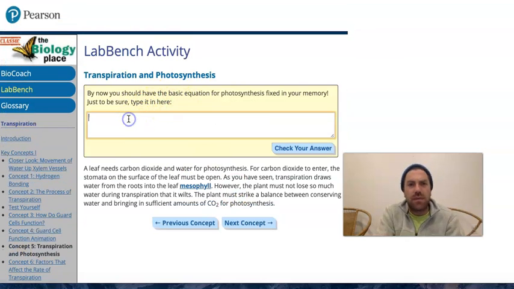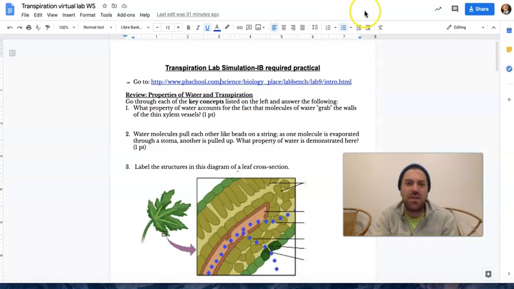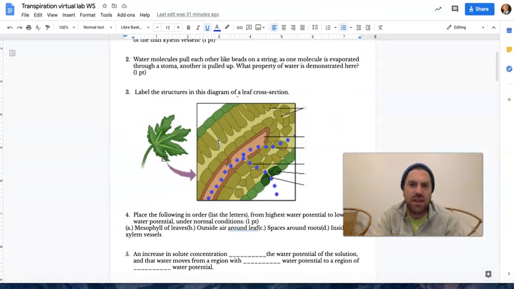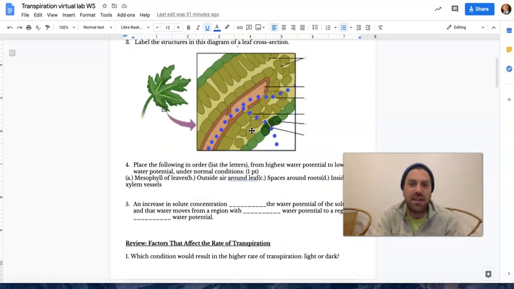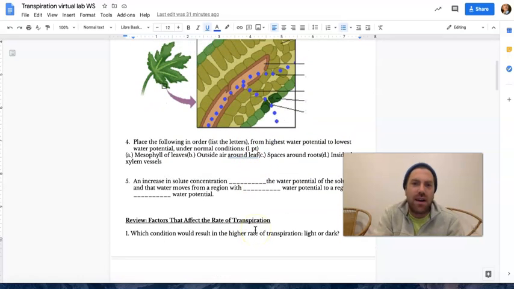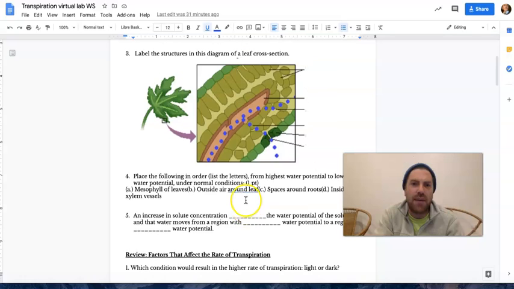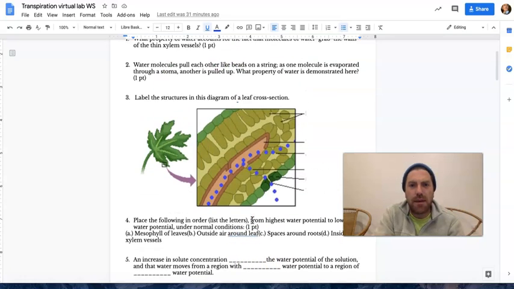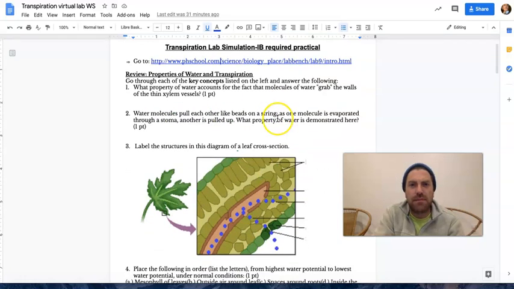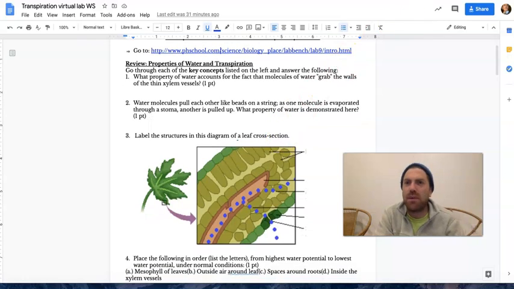So photosynthesis, I don't think this is one of your questions. I think we do have to label this. I didn't see that. I was down here. We did that one. We don't have to do the photosynthesis one, but we can talk about it.